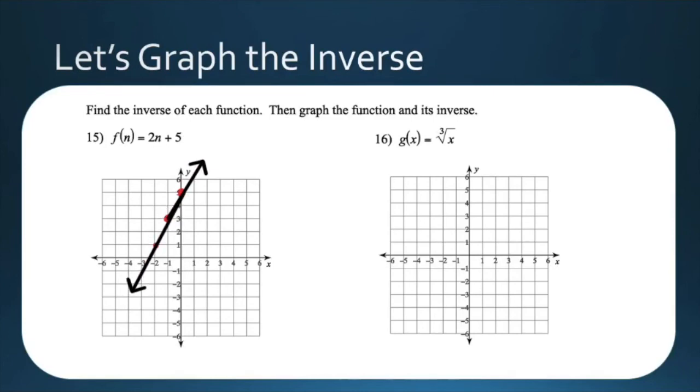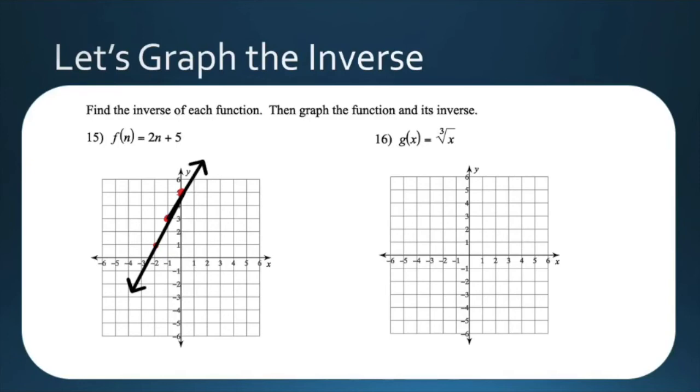It tells you to find the inverse, then graph the function and its inverse. So here's the original. I'm going to do this a little backwards, it doesn't really matter. And for the inverse, we just flip all these around. So this is 0, 5. So it'd be 5, 0. We're going to come down here on the x-axis. It's 5 on the y-axis, so we're going to do 5 on the x-axis.